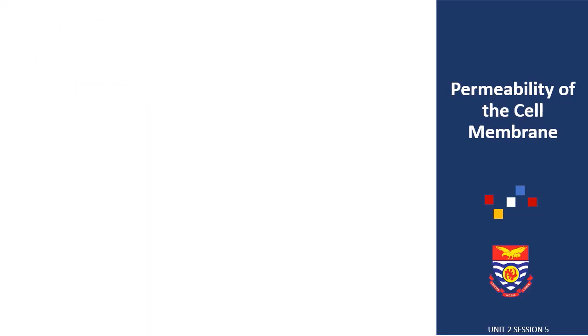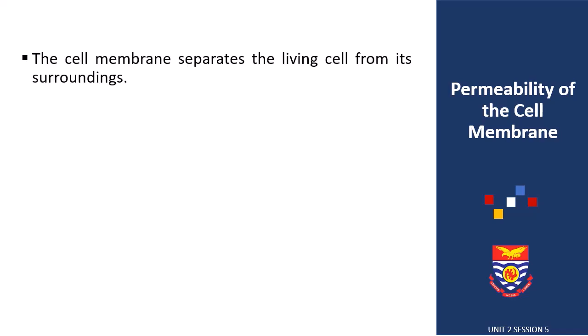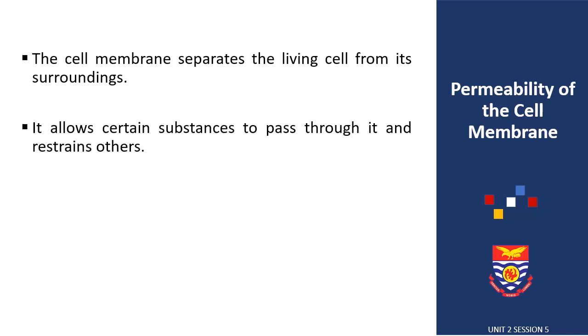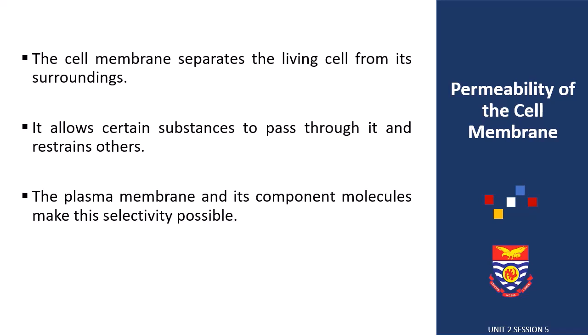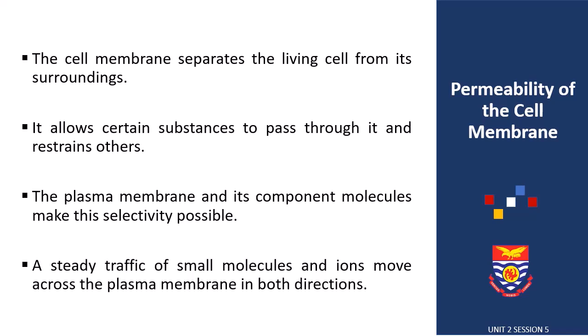The plasma membrane functions as a boundary that separates the cell from its surroundings, and it allows the movement of certain substances through it whilst restraining others. And the component molecules of the plasma membrane help make this selectivity process possible.